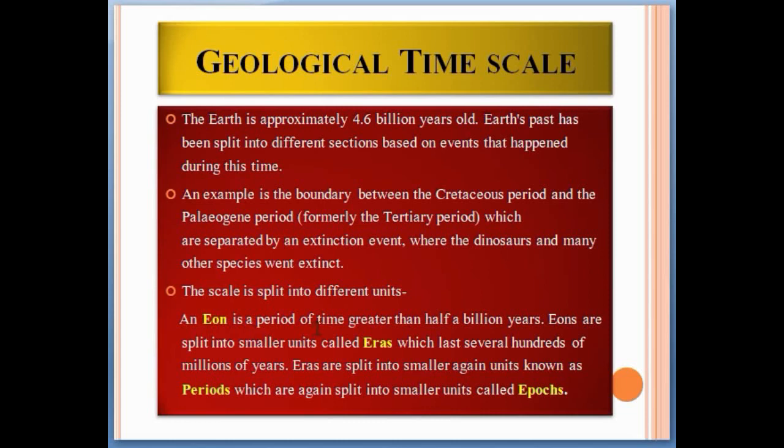An eon is a period of time greater than half a billion years. Eons are split into smaller units called eras, which last several hundreds of millions of years. Again, eras are split into smaller units known as periods, which are again split into smaller units called epochs.